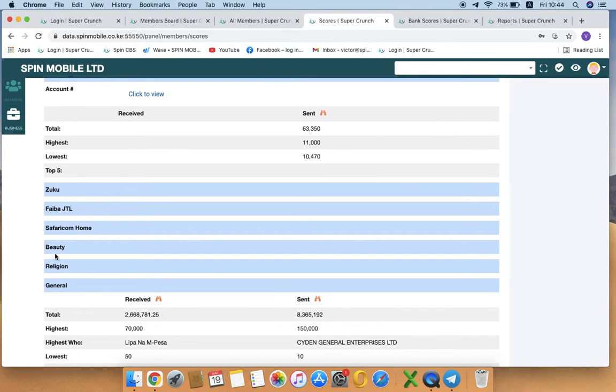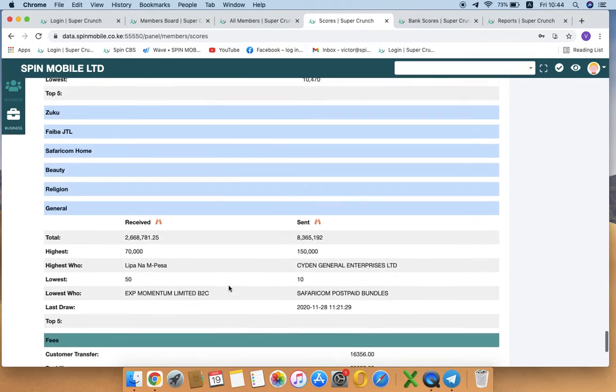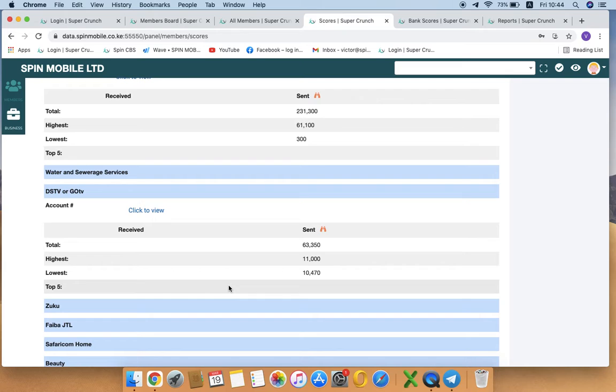Beauty, how much do you spend probably when you go for your hairdo, salon, barber shops, okay? Religion, are you offering tithes to any institution? And general aspects that haven't been classified.